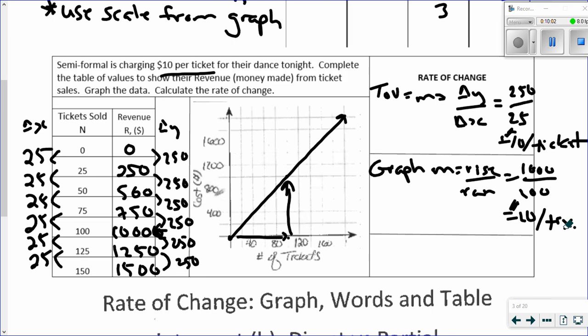I'm going to call out text. And as I said when we were talking about the table of values, what our rate of change is, you can see this underlined portion, $10 per ticket. Well, guess what? That means it's $10 per ticket. Who says math is hard? Spelling is. That's supposed to be a C.